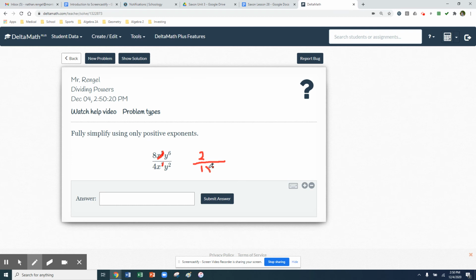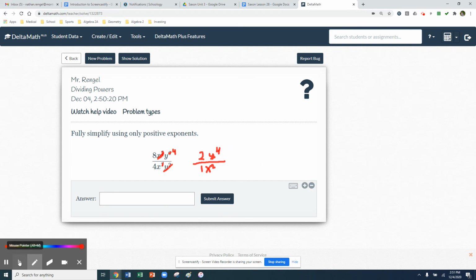7 x's, if you cancel out 5, you're going to have 2 left. So that's an x squared down in your denominator. And then here we have a y to the 6 over y squared. So if 2 y's are in the denominator, it'll cancel out 2 up in the numerator. You still have 4 left up there. So you're going to have 4 y's, or y to the 4th.